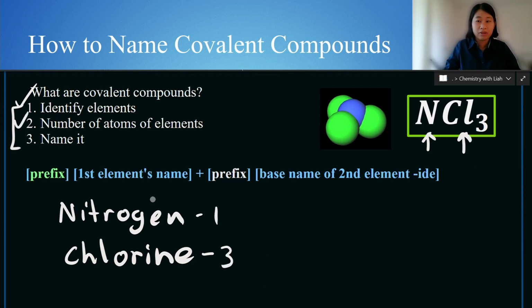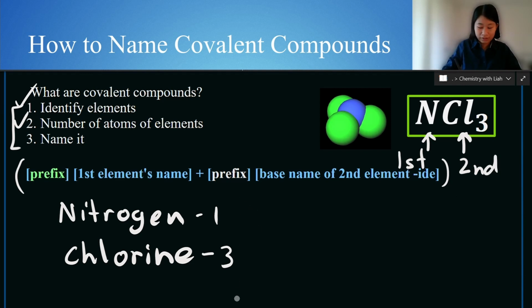Next, we're going to name this compound using this sort of formula. So this says we're going to use the prefix indicating the number of the first element, so the prefix for the number of nitrogen atoms, and then we're going to have the first element's name. Just as a note, nitrogen is the first element because it comes first in our chemical formula. Then chlorine will be the second element.